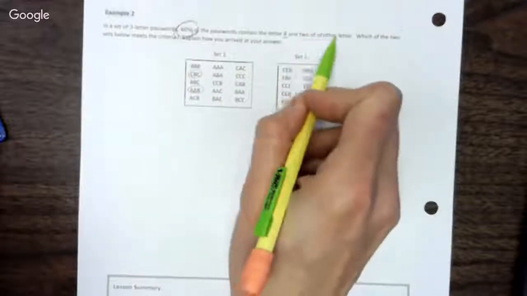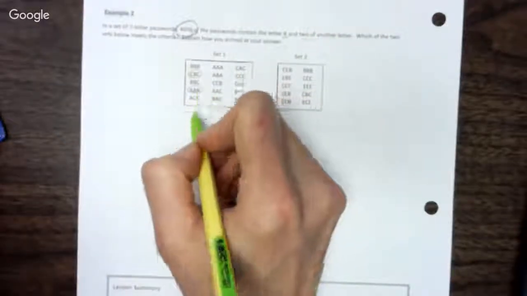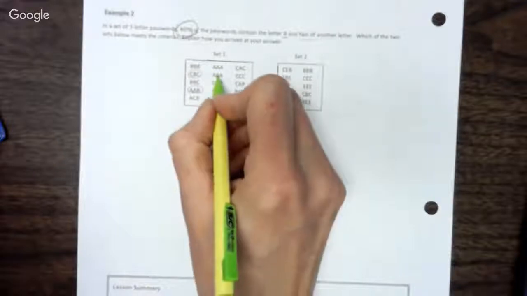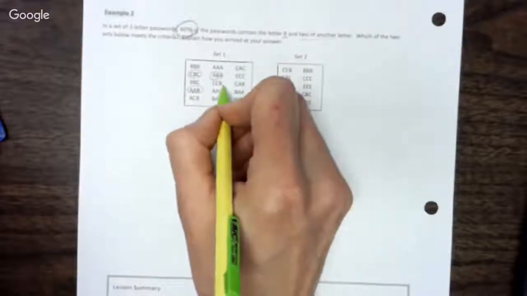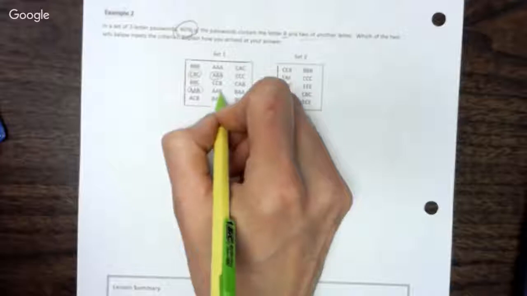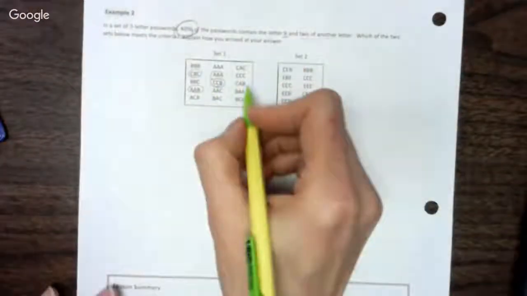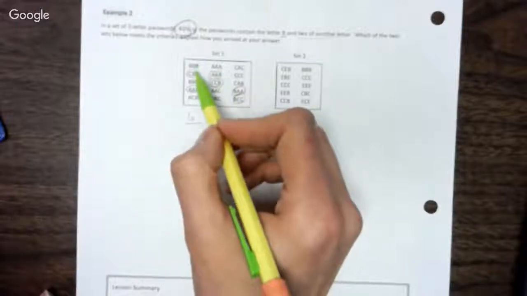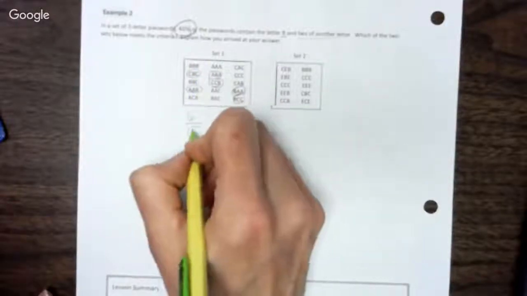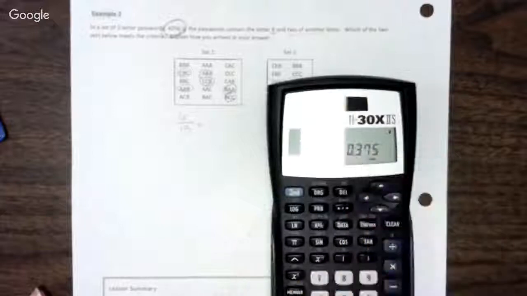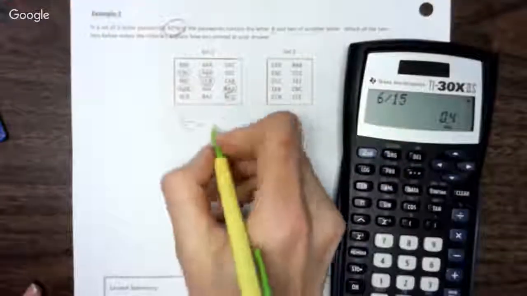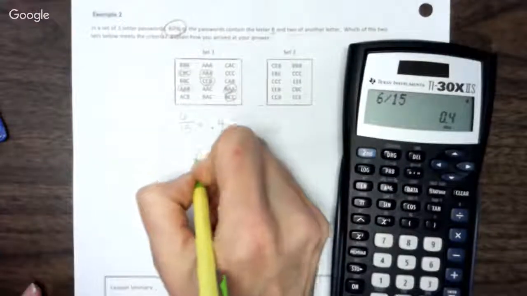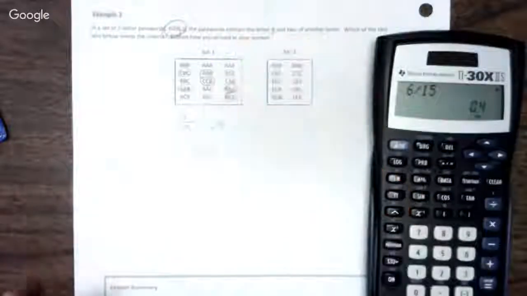1 B, 2 other letters. And that's 2 of another letter. So that's talking about 2 of the same letter. 1 B, 2 of the same letters. 1 B, 2 of the same letters. All right, so we're talking about 6 out of 1, 2, 3, 4, 5, 15. So 6 out of 15 is 0.4, which is the same thing as 40%. So set 1 does meet that criteria.